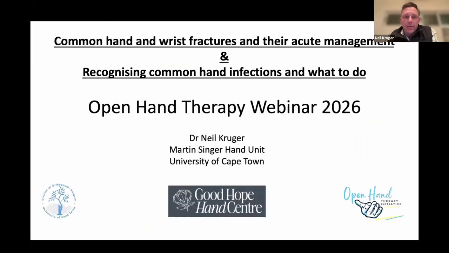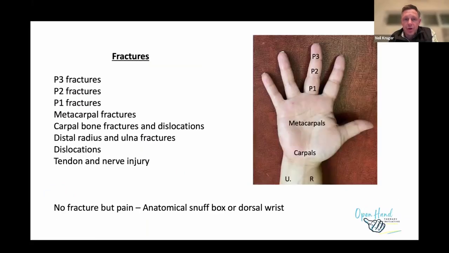Basically, I'm going to go through some of the common hand and wrist fractures and their acute management, and then recognizing the common hand infections and what to do. Again, you can be inundated with a complete barrage of information, and you can go down a rabbit hole in terms of nail bed injuries. So I'm going to try and keep it very, very straightforward and simple, sticking to distal phalanx fractures, P3, middle phalanx fractures, P2, proximal phalanx fractures, P1, your metacarpals, carpals, and then your wrist fractures.